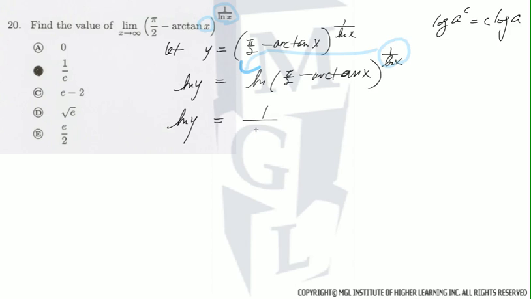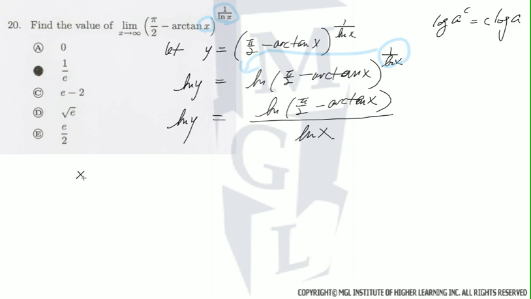1 over, actually, let me write it this way. So all over ln of x. Okay, so let's see what happens as x approaches infinity now.